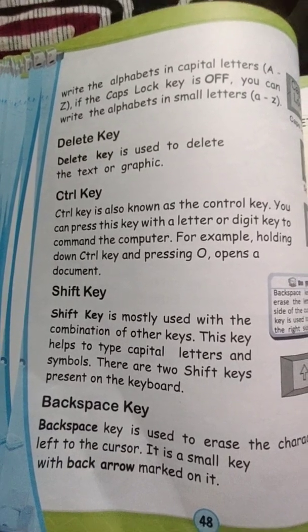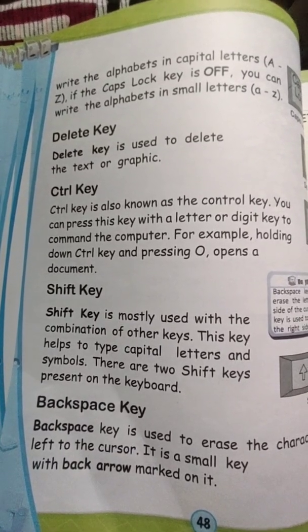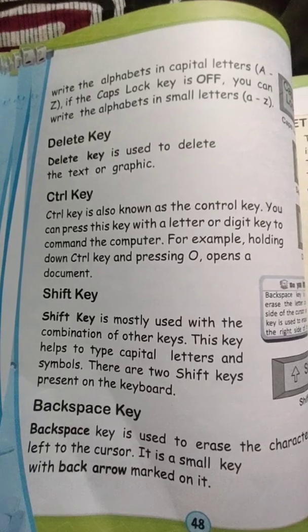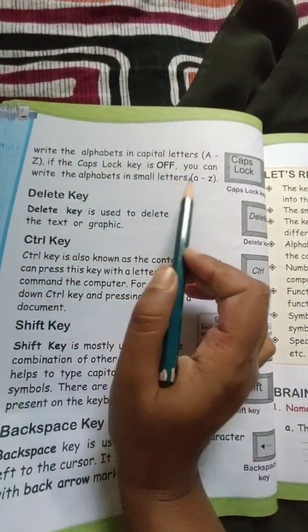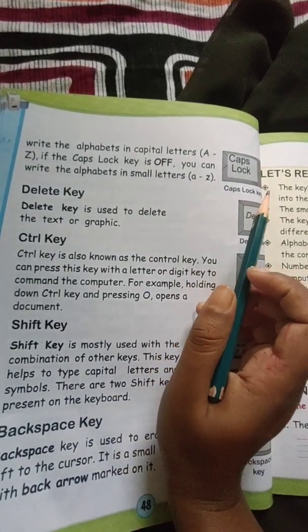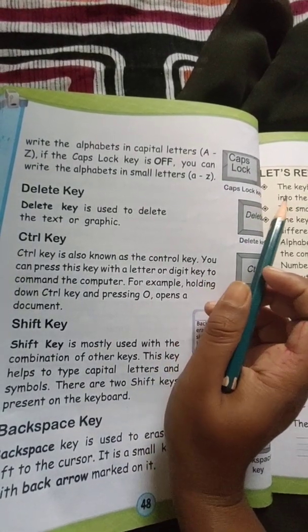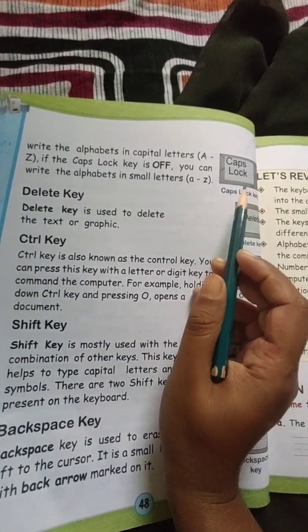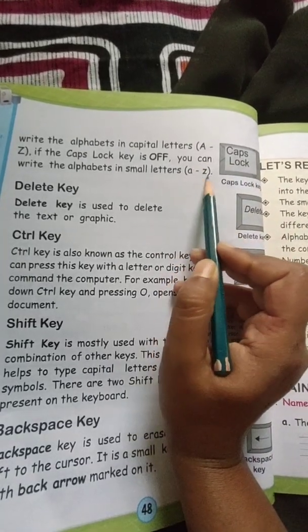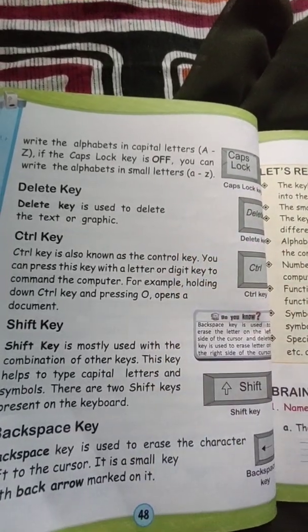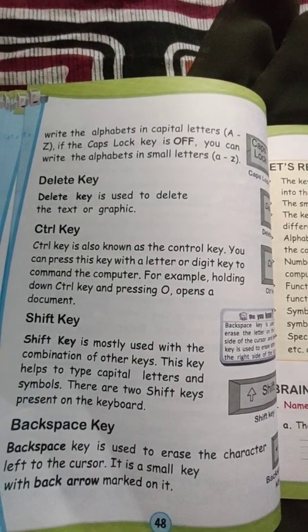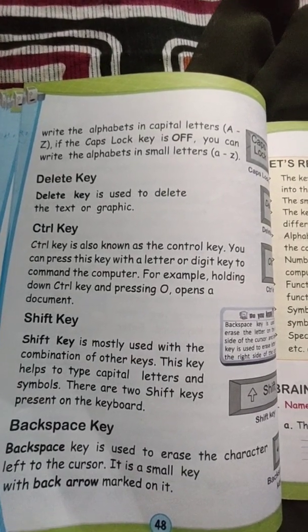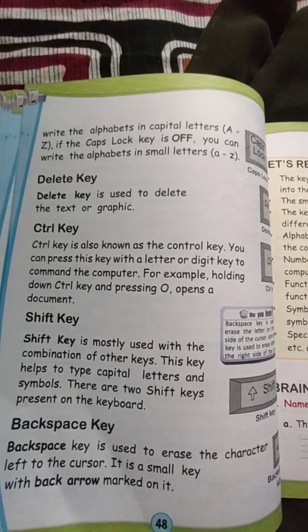When you turn on the caps lock key, it will write the alphabets in capital letters like this. And when you turn the caps lock key off, it will write the alphabets in small letters like this. So the caps lock key is used for writing the alphabets in uppercase and lowercase.